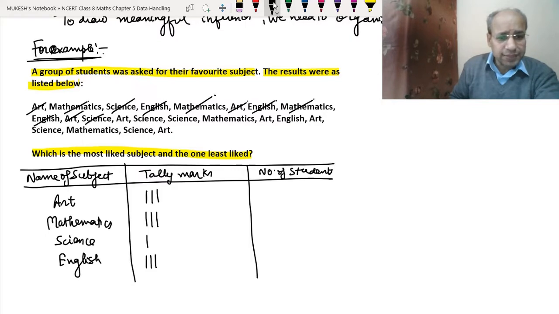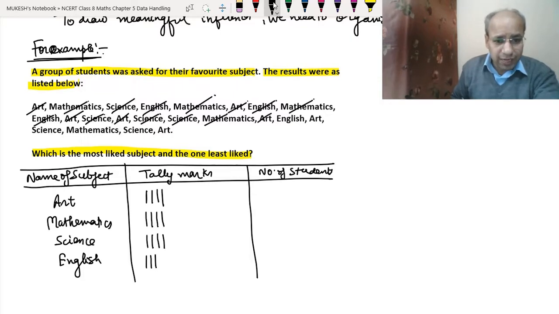Then we have science. We will make 1 more line here. Then again art. Then we will make 1 more line against the art. Then we have science. We will make 1 more line again in front of science. Okay. Then again science. We will make 1 more line against the science. Then we have mathematics. So we will make 1 more line in front of mathematics. Then we have art. Okay.